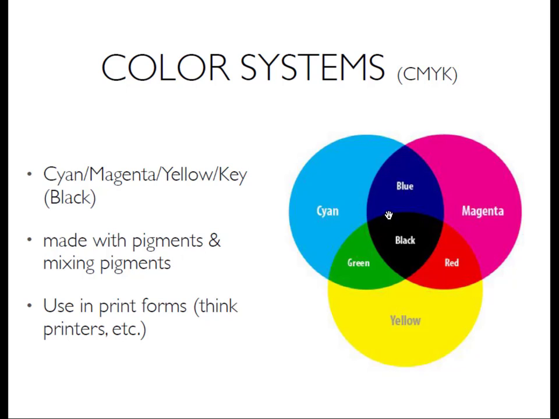So remember, the difference between the two is that CMYK is created through pigments, so you're actually mixing pigments to get the color that you want, whereas RGB is created by the filtration of light. Okay, so mixing actual pigments like paint and ink, versus the emittance of light. Okay, and again, this is used in print.